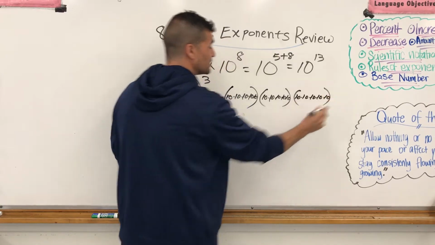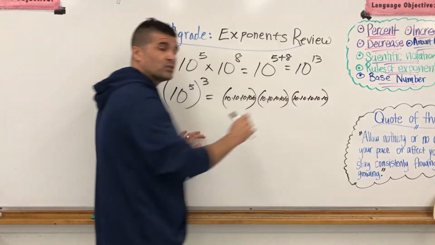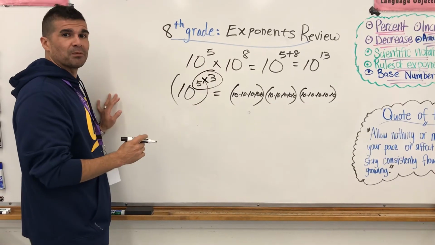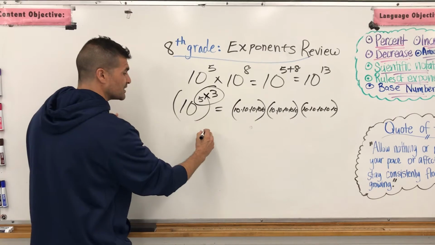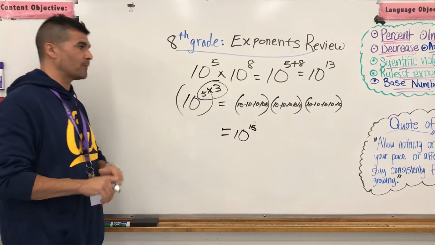I think you can already see there's 1, 2, 3, 4, 5, 6, 7, 8, 9, 10, 11, 12, 13, 14, 15. Then what a lot of people will say is, you should have just multiplied the 5 and the 3, and this is going to give you 10 to the 15th power.